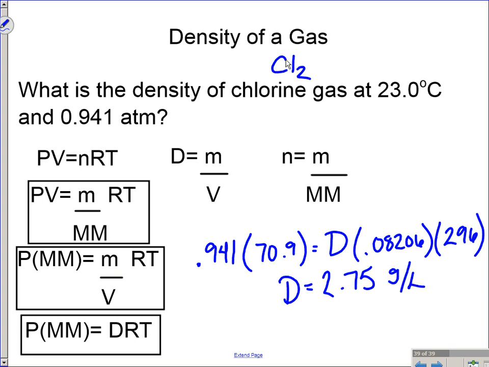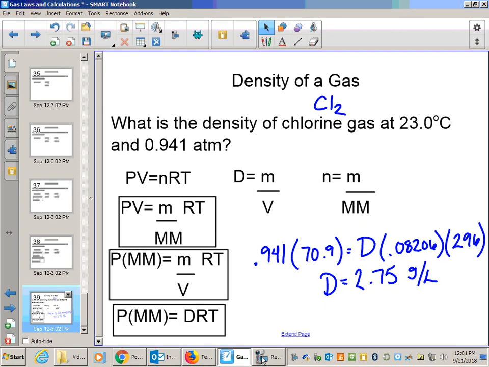Now you can look at the units and make sure that they do cancel, or just remember that density is in grams per liter, and trust me on it. Definitely practice with this newly converted PMM equals dRT. That is going to come up for sure, and it is something that is brand new that you've never done before.